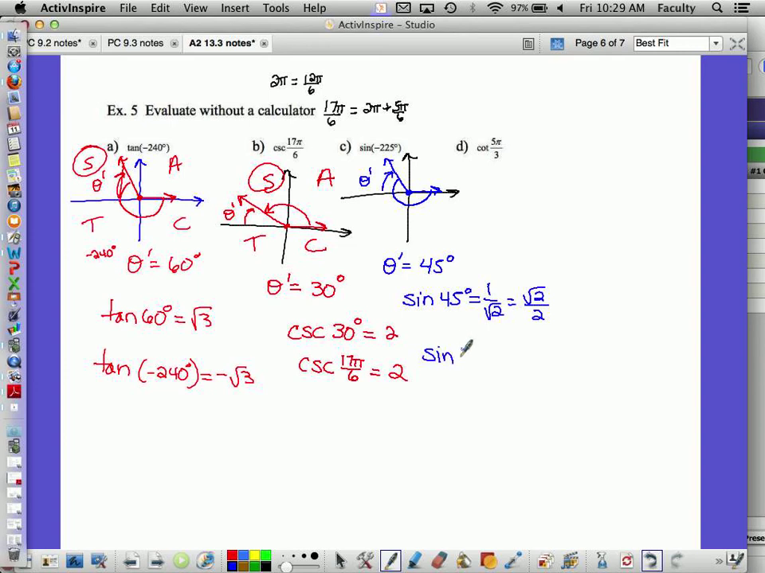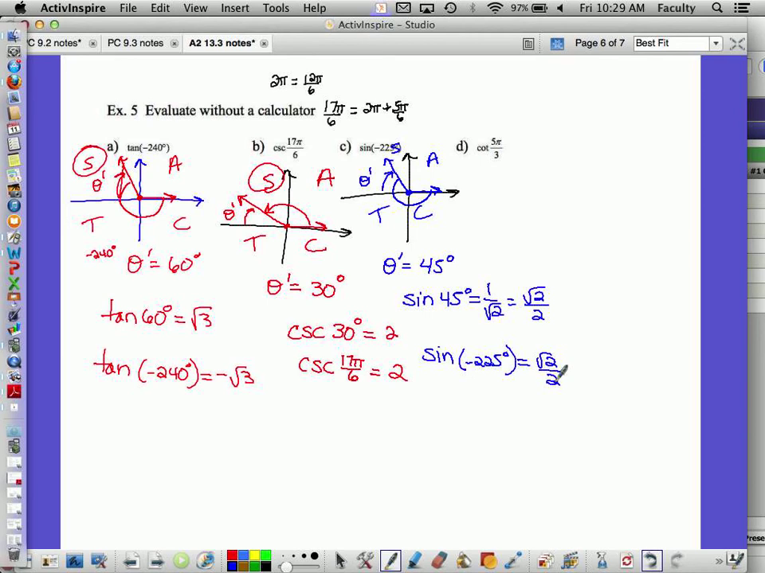And then I'm ready to answer the actual problem and find the sine of negative 225. The last thing you do is use All Students Take Calculus to figure out whether your answer is positive or negative. All Students Take Calculus, sine is positive, so it's radical 2 over 2. But I want you to notice that I'm writing out sine of negative 225 degrees. That's what I was actually trying to find. Okay? Alright, let's do the next one.